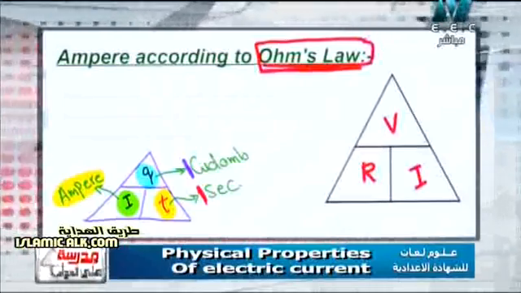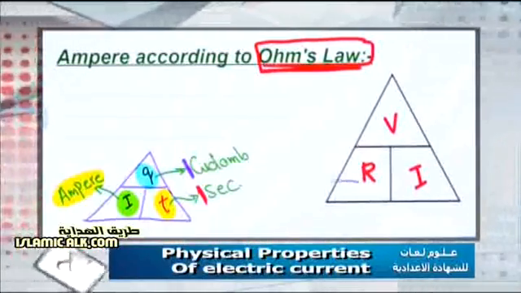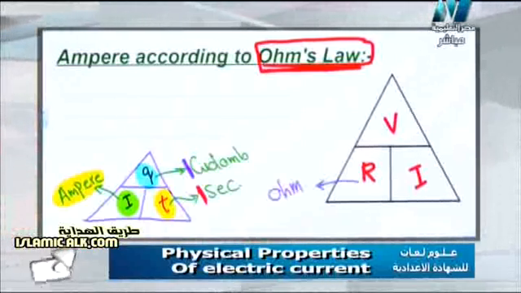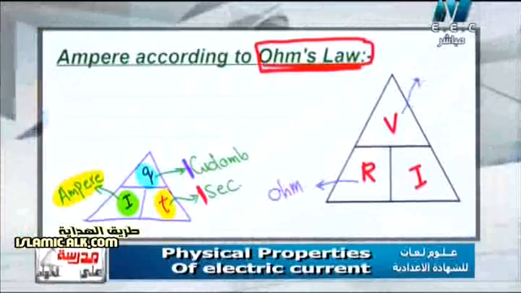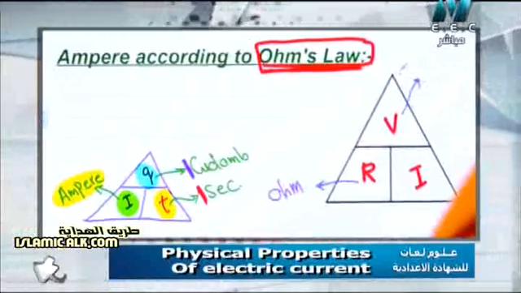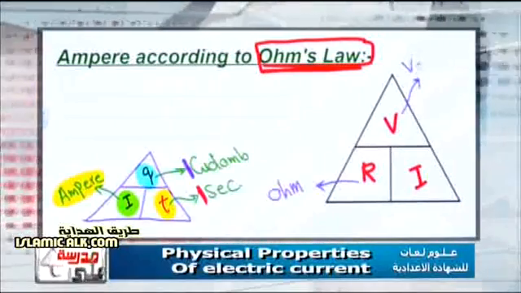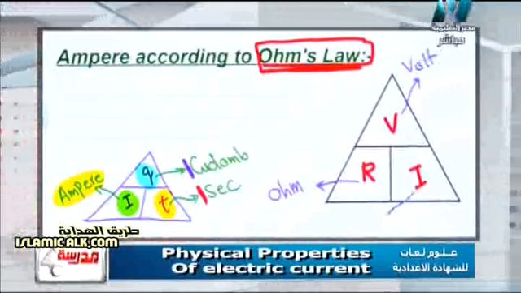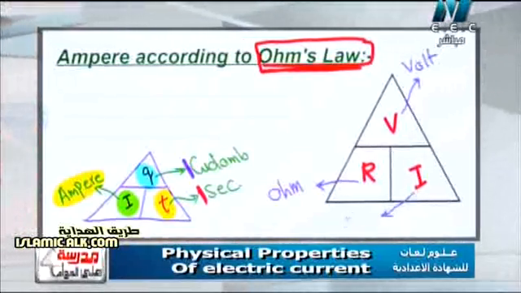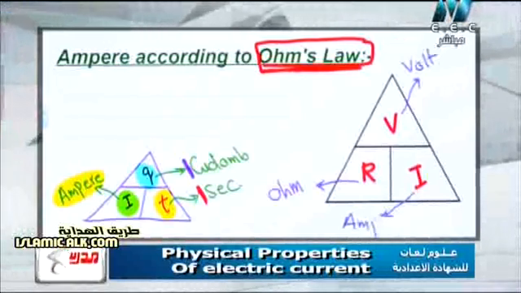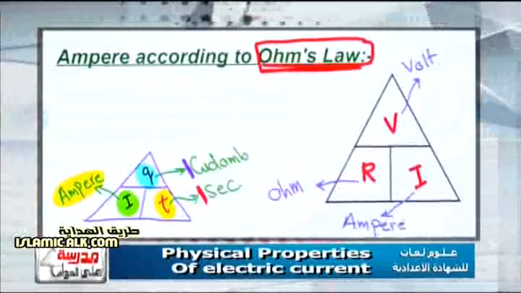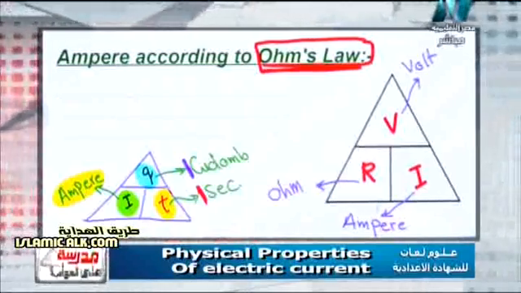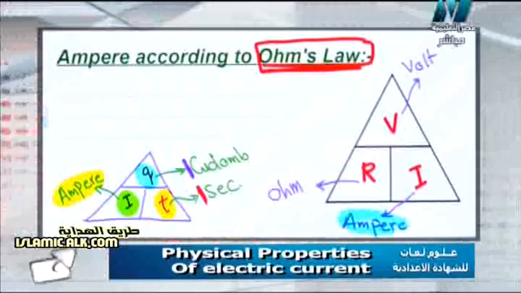Okay, the measuring unit of electric resistance is ohm, and the measuring unit of potential difference is volt, as we see here, and the measuring unit of electric current intensity is ampere. So how can we define here, dear students, ampere according to Ohm's law?